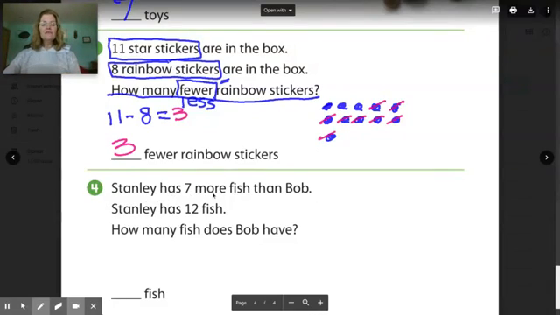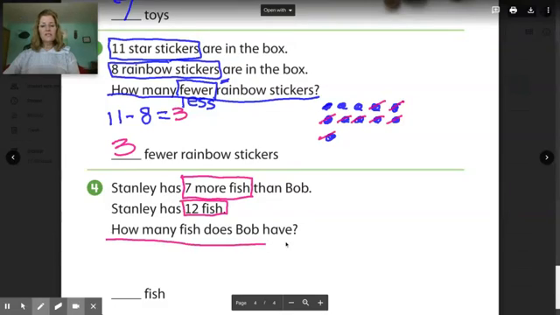Stanley has 7 more fish than Bob. Stanley has 12 fish. How many fish does Bob have? Stanley has 7 more fish than Bob. Stanley has 12 fish. How many fish does Bob have?